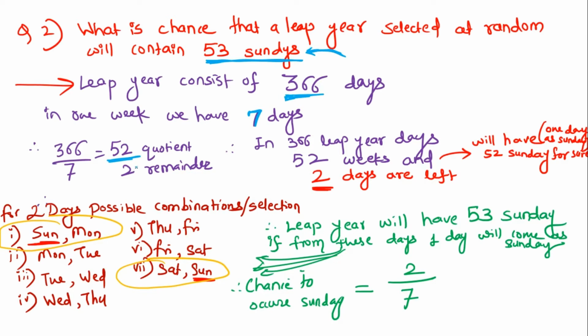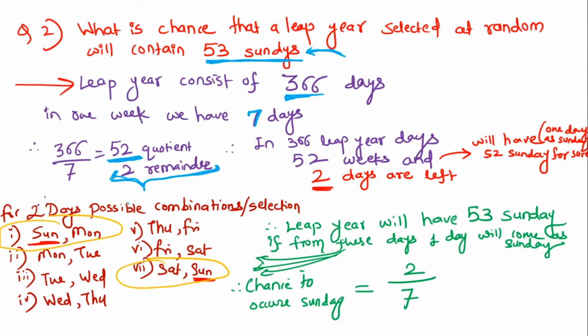So the main thing, which is the answer, relies on these 2 remaining days. Whatever selection you have for these 2 remaining days is going to give us the answer for this particular question, because 52 Sundays are already there. So our whole answer will depend on these 2 remaining days. Now as this is a calendar, the days are always consecutive, 2 days coming one after the other.